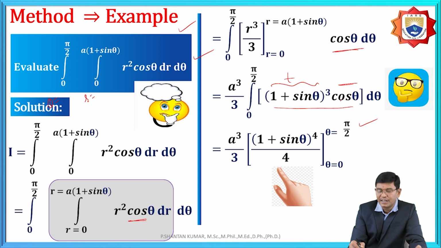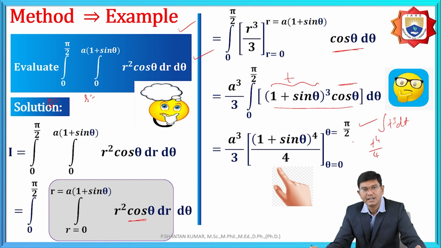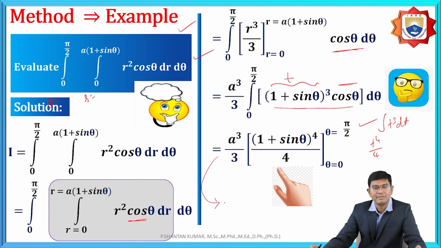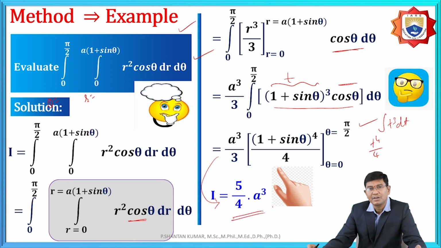That means we have t cube into dt, and the integration of t cube is t power 4 by 4. Since we assumed t is equal to 1 plus sin theta, by the substitution method we obtain 1 plus sin theta whole power 4 by 4, with limits 0 to pi by 2. After simplification, with the upper limit pi by 2 and the lower limit 0, the final solution is 5 by 4 into a cube.